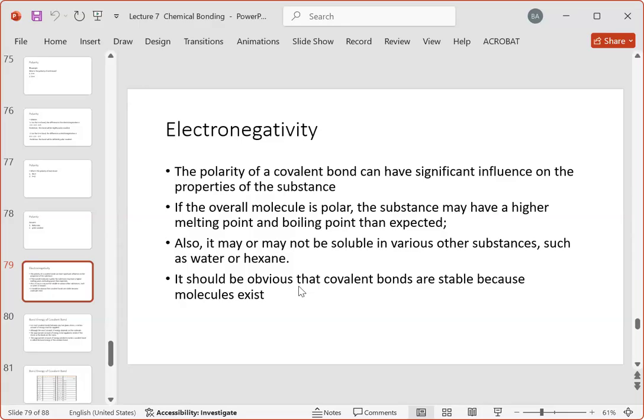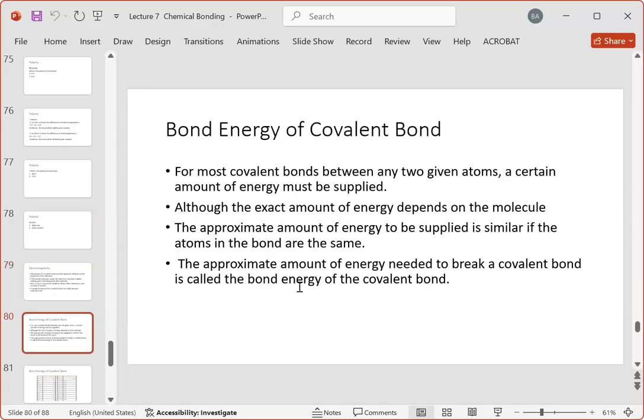It should be obvious that covalent bonds are stable because molecules exist. For most covalent bonds between any two given atoms, a certain amount of energy must be supplied. Although the exact amount of energy depends on the molecule, the approximate amount of energy to be supplied is similar if the atoms in the bond are the same. The approximate amount of energy needed to break a covalent bond is called the bond energy of the covalent bond.